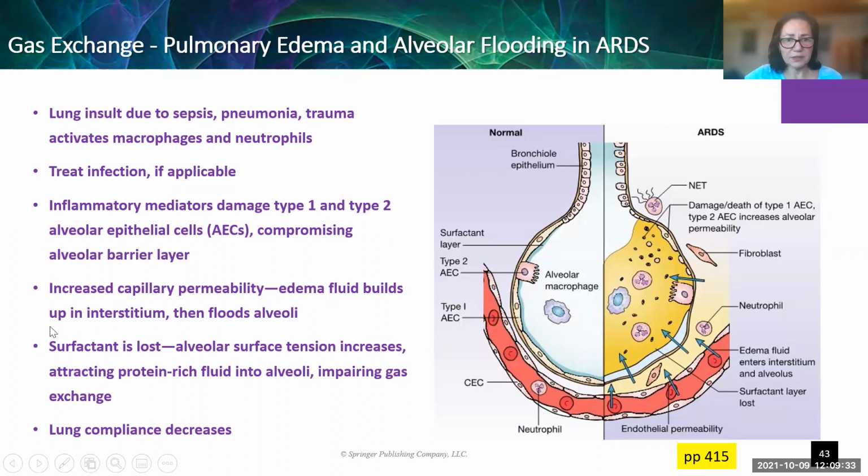So let's see, where are we? Increased capillary permeability, the edema builds up in this space, and then it can flood into the alveolus because the cells that would ordinarily be here keeping fluid out aren't there anymore. And so this fluid can just pass in here. We lose surfactant because we don't have the type 2 cells to make it for us anymore. It brings in protein-rich fluids, and this is going to impair gas exchange, of course. Lung compliance decreases and we have a difficult time inflating any of the alveoli.